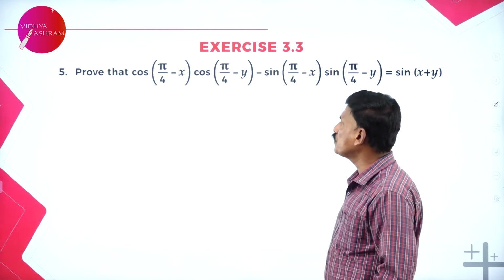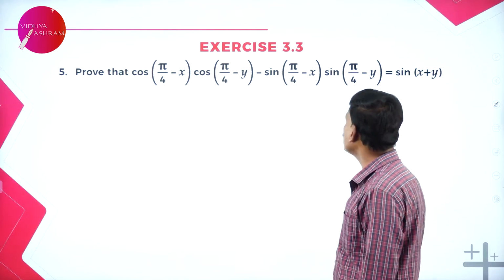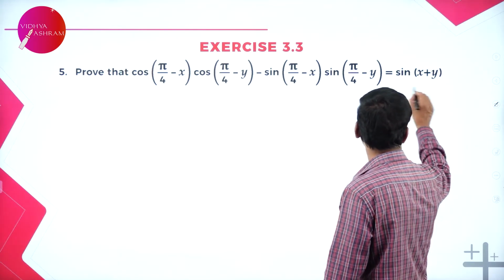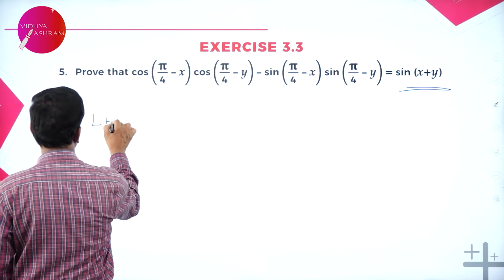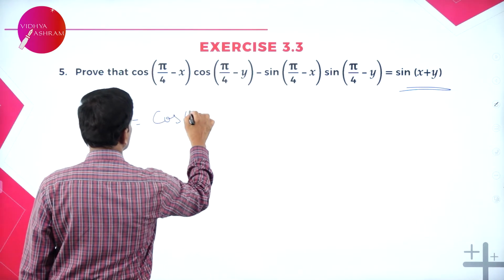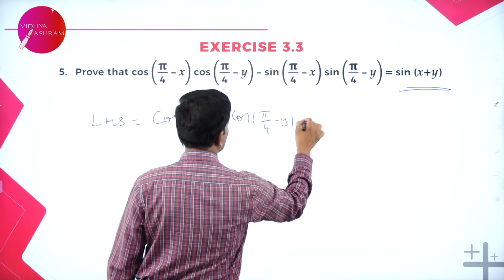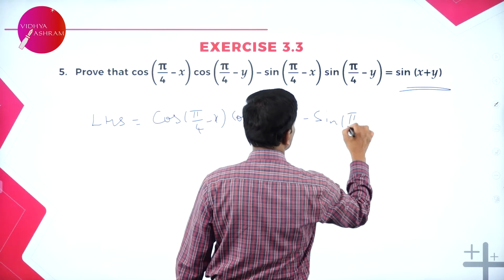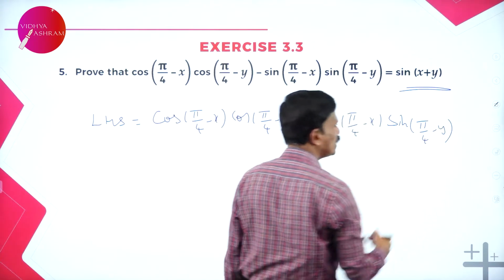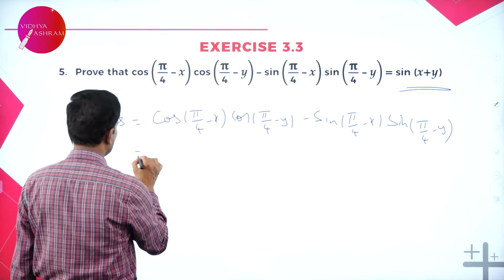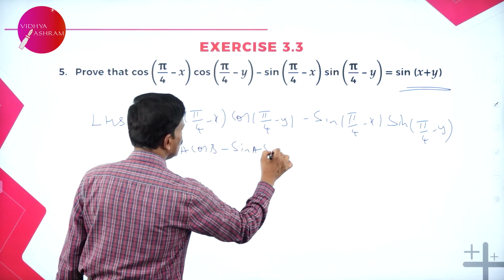So cos of pi by 4 minus x into cos of pi by 4 minus y, minus sine of pi by 4 minus x into sine of pi by 4 minus y, is equal to, what is to prove is, sine of x plus y. Very simple problem. Let us take LHS first. What is LHS? Cos of pi by 4 minus x into cos of pi by 4 minus y, minus sine of pi by 4 minus x into sine of pi by 4 minus y. Let us observe carefully. This is of the form cos A cos B minus sin A sin B.